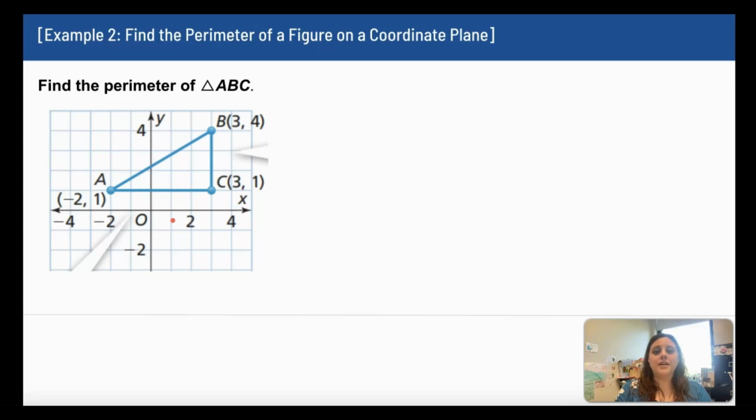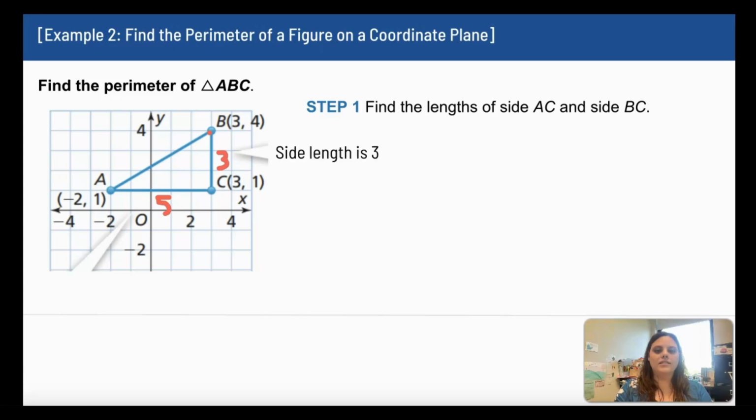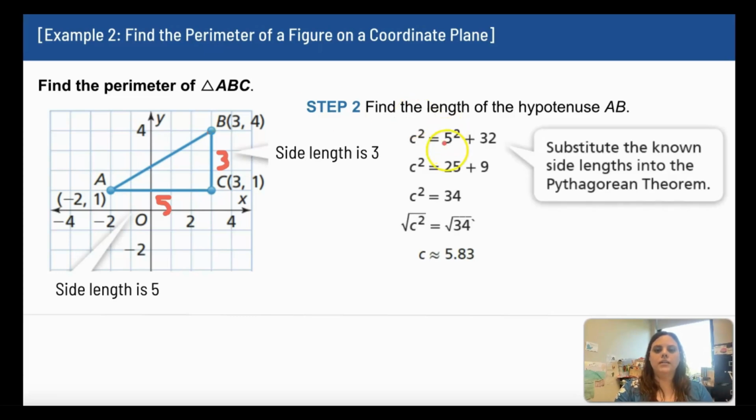Let's look at example 2, finding the perimeter of a figure. So if we want to find the perimeter of a triangle, we need to know all 3 side lengths. The height and the base are easy. We can just count. This is 3, and this is 1, 2, 3, 4, 5. But what is the length from A to B, or the hypotenuse of our triangle? We have found sides 3 and 5 for our AC and BC, and now we'll find the length of the hypotenuse. We'll use our Pythagorean theorem, plugging in 5 squared.